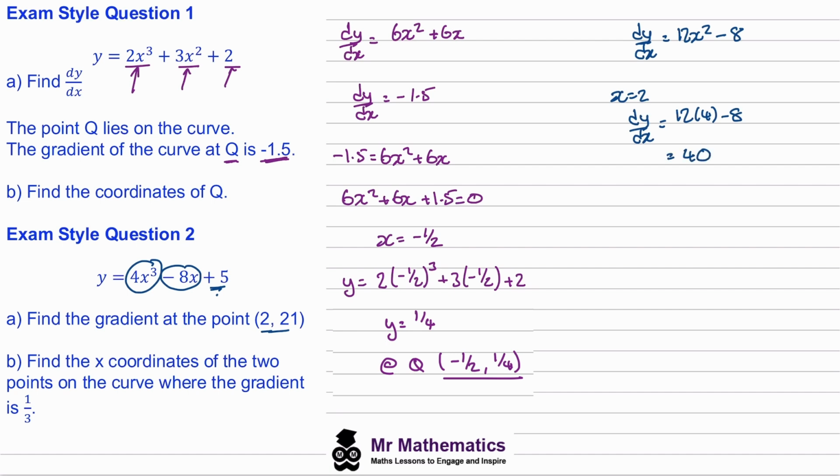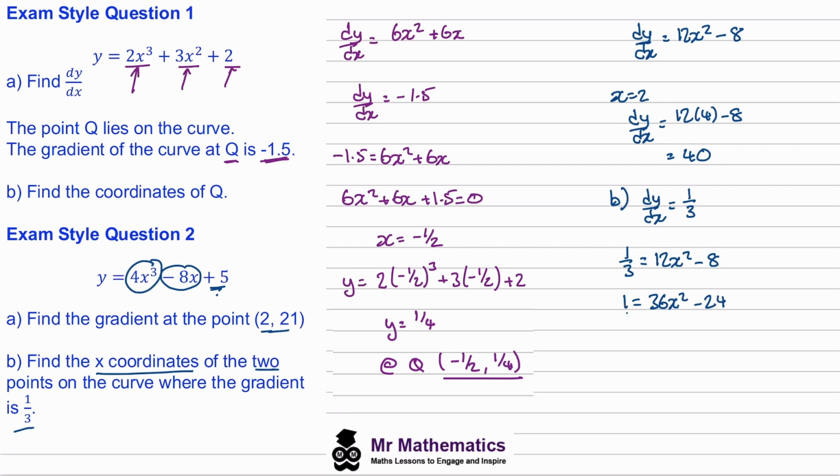And then for part B, find the x coordinates of the 2 points when the gradient of the curve is 1/3. So again, dy by dx is given as 1/3. We'll substitute that in place of our gradient function here. So 1/3 will equal 12x squared minus 8. At this point, we can cancel out the division by 3 by multiplying everything by 3. So we get 1 will equal 36x squared minus 24.